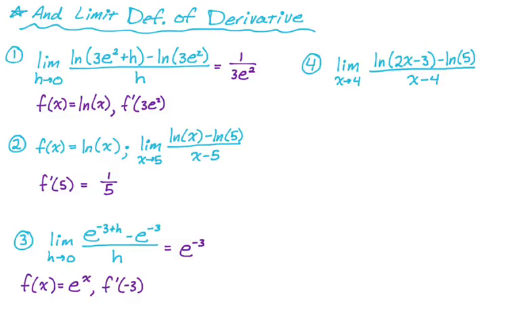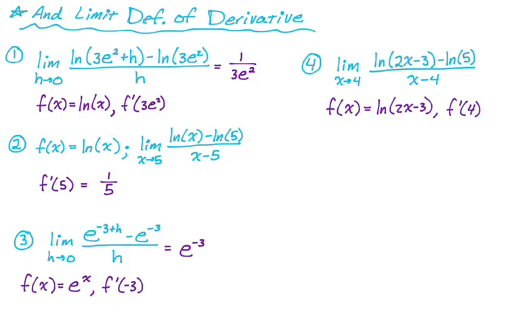And pretty much all of these limits look very challenging if you don't recognize what they are. If you do recognize it, they're not bad at all. So let's do this last one. Looks to me like it's really similar to number 2. It's like the alternate definition of the derivative. And that would mean that f of x is the natural log of 2x minus 3. And I'm trying to find the derivative at 4, because its limit as x approaches 4.